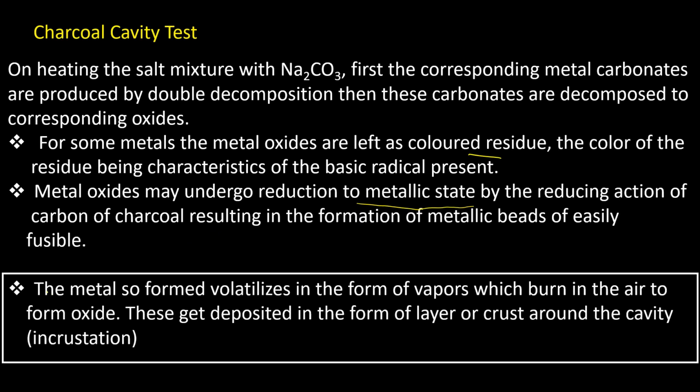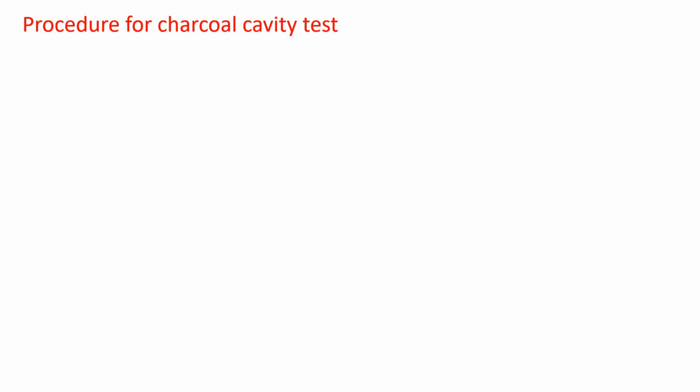Now, this part you listen carefully. The metal so formed volatilizes in the form of vapor. So after reduction, the metal is formed, which is volatilized in the form of vapor, which burns in the air to form oxide. Again it is forming oxide. These get deposited in the form of a layer or crust around the cavity. So that metal oxide deposited in the form of a layer or crust around the cavity is known as incrustation.